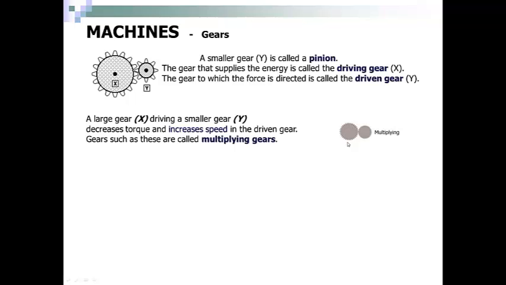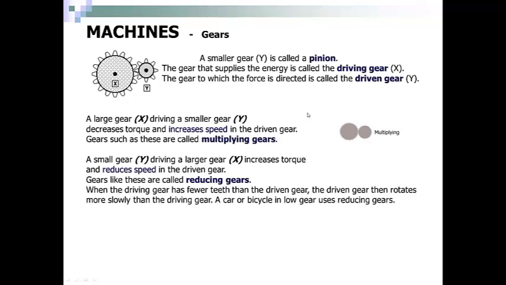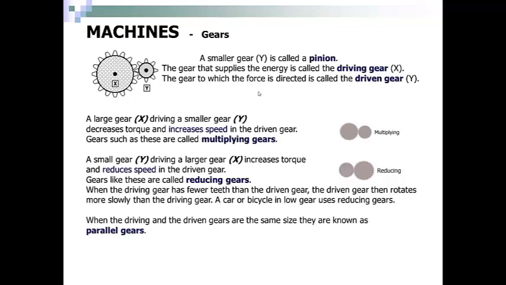Here, a large wheel or a large gear driving a smaller gear is a multiplying gear. A small gear, Y, driving a larger gear, X, increases the torque and reduces the speed of the driven gear. Gears like this are called reducing gears. When the driving gear has fewer teeth than the driven gear, the driving gear rotates more quickly than the driven gear. A car or bicycle in low gear uses reducing gears.